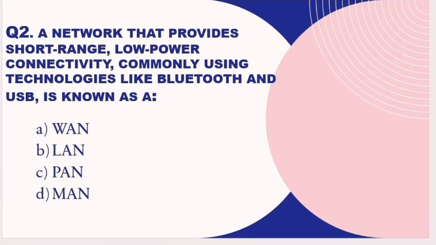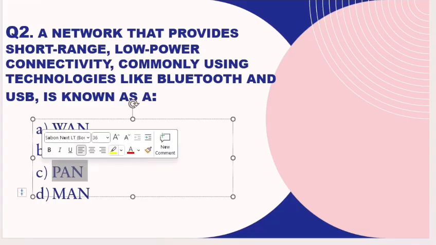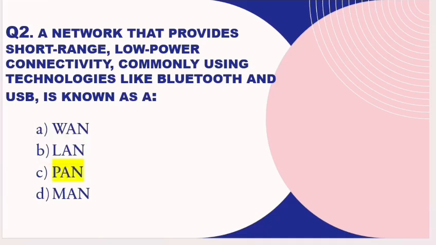Moving to the next question, question number 2. A network that provides short range, low power connectivity, commonly using technologies like Bluetooth and USB, is known as a: option A WAN, option B LAN, option C PAN, option D MAN. So the correct answer is option C, PAN, personal area network. I hope you all have guessed it right.